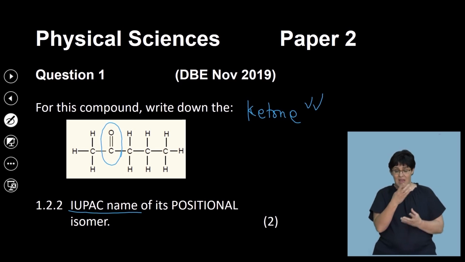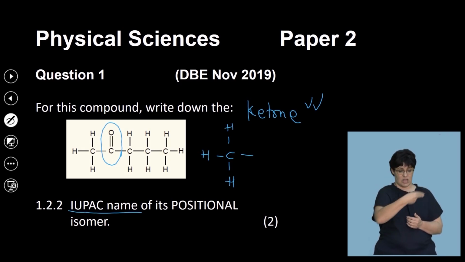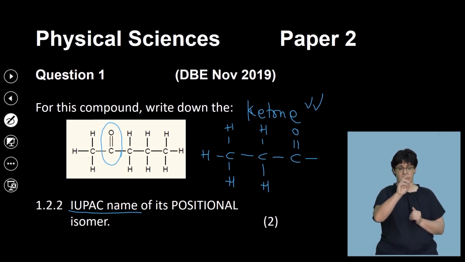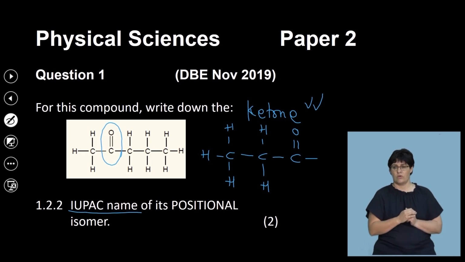We can have CH3, I'm just copying it and changing the position of the functional group. So that's, and then another CH. Then we've got C double bond O, and then 1, 2, 3, 4, 5, 1, 2, 3, 4, and then 5.